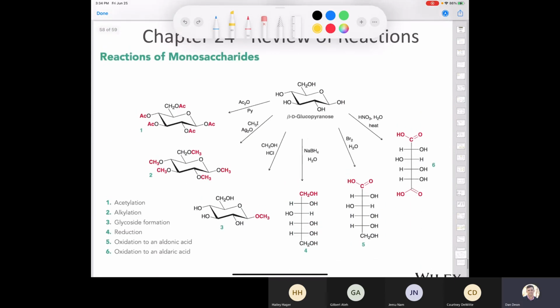Then we talked about all these different reactions. We talked about acetylation first, and how acetylation can take something like a polyhydroxy aldehyde or ketone, again, a carbohydrate, and make it more easily purified because you don't have all those polar hydroxyl groups. We talked about alkylation, and it has the same kind of effect. We take an alkyl iodide like methyl iodide and then a base like silver oxide. Then we talked about glycoside formation using an alcohol and acid. We talked about reduction to make an alditol. So this is an alditol that's shown here.